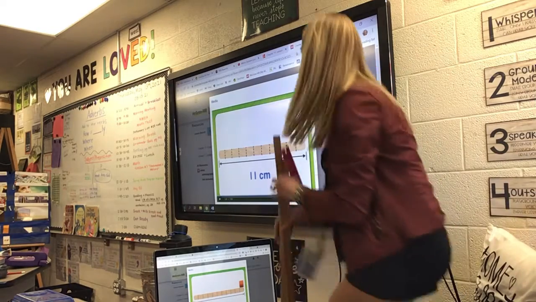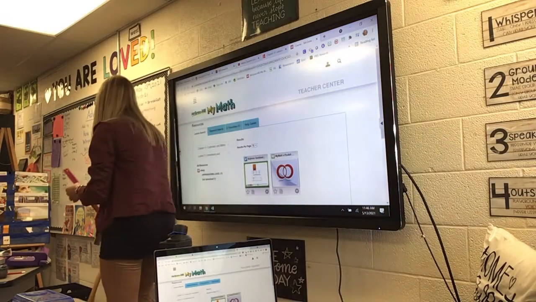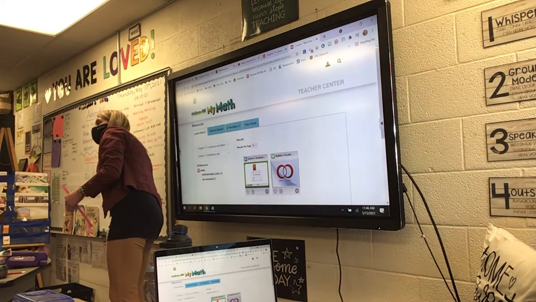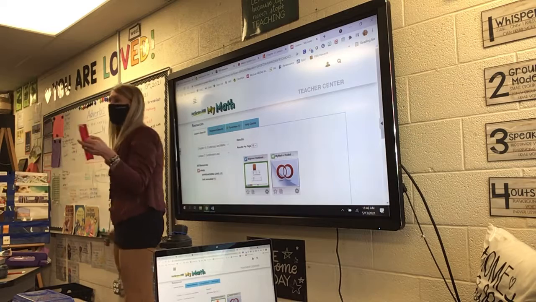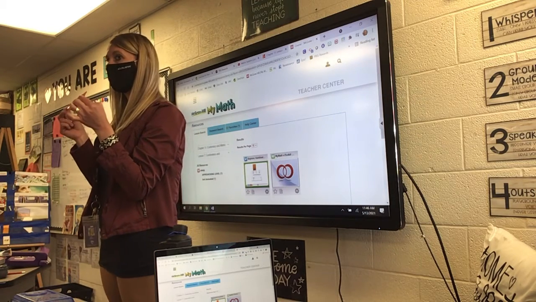And I want you to look at the inches side first. So we've been working on those for the last few days. So look at the inch side first. Put that up on top.